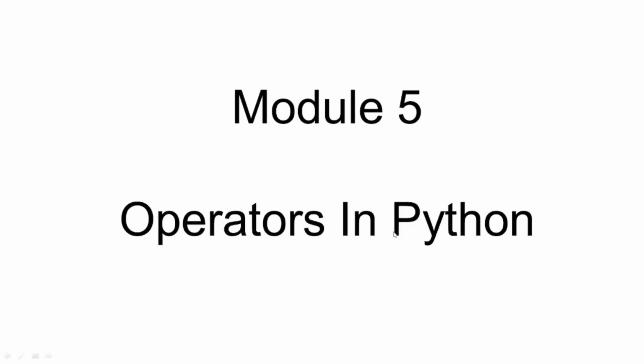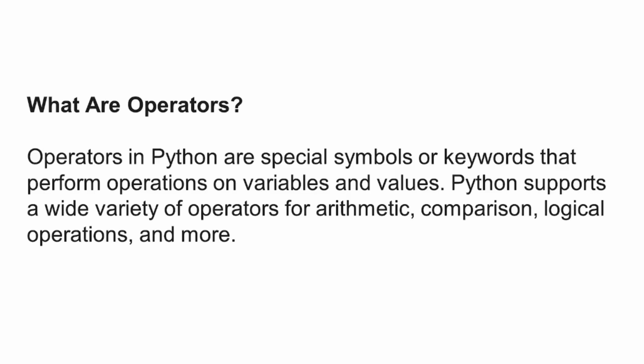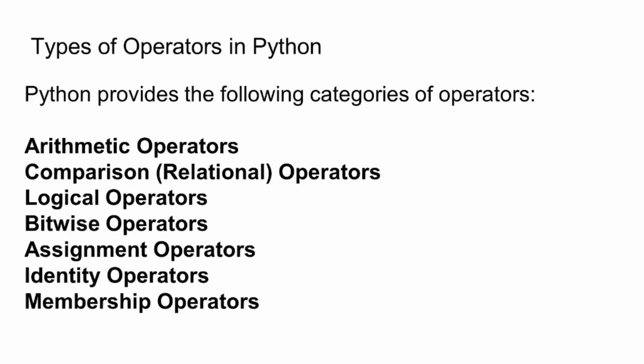Operators in Python. What are operators? Operators in Python are special symbols or keywords that perform operations on variables and values. Python supports a wide variety of operators for arithmetic, comparison, logical operations, and more.